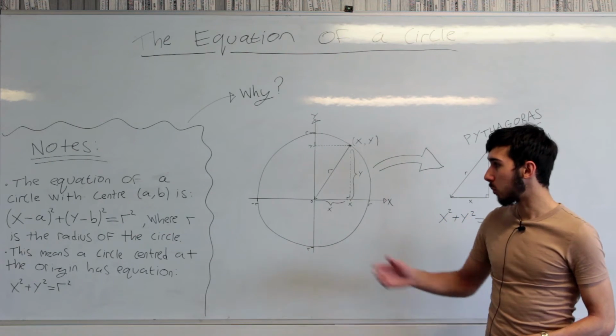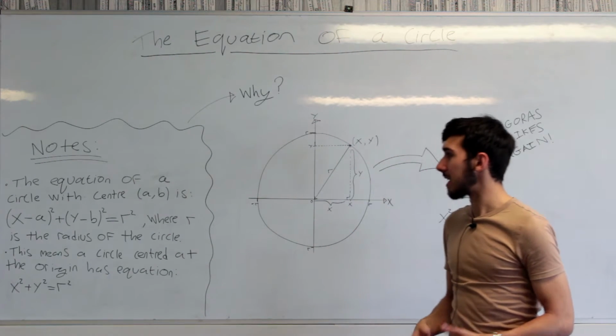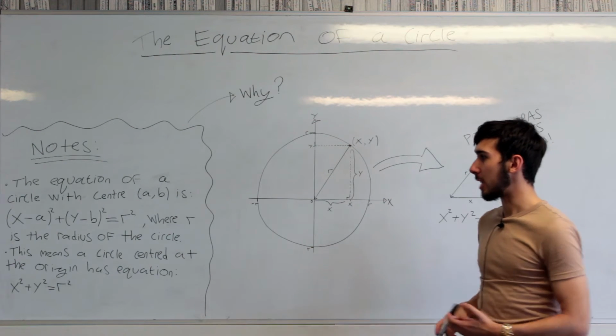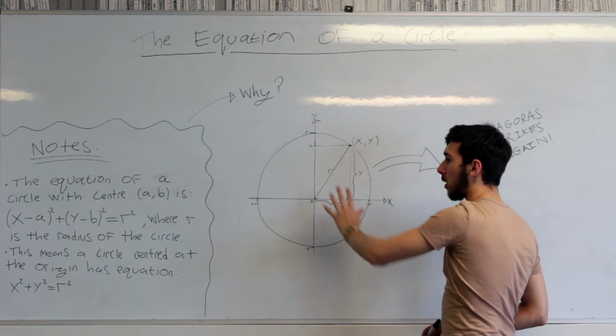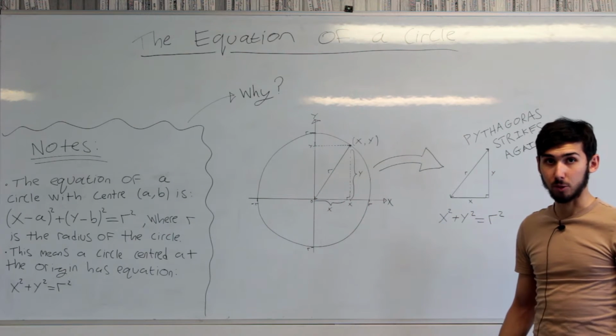So essentially that's where the minuses come from. It's basically a translation. It just moves the circle. It doesn't change its shape. It just moves it around. That is where the formula comes from.